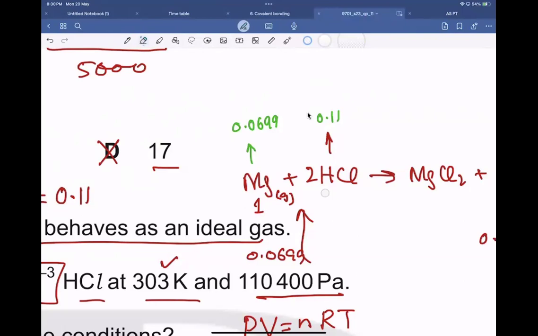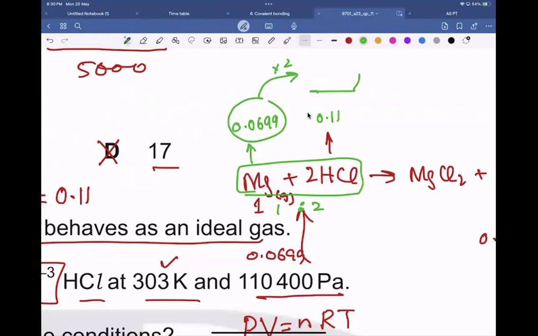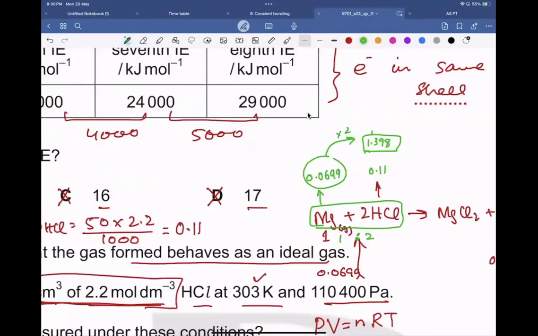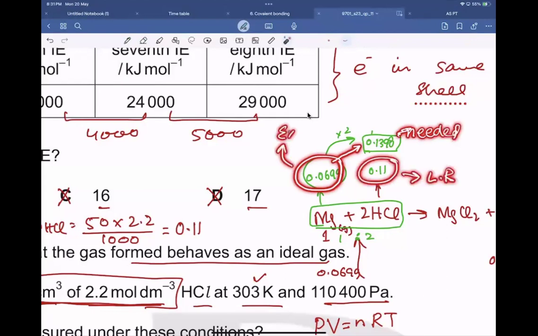Yes, can anyone multiply 0.699 times 2 and tell me? See, you are getting 1.398. So it means, listen to me very carefully, the number of moles of magnesium, okay, it's 0.1398. So for this number of moles of magnesium, this much amount of HCl is needed. But the amount of HCl present is less, which makes HCl the limiting reactant and makes magnesium the excess.